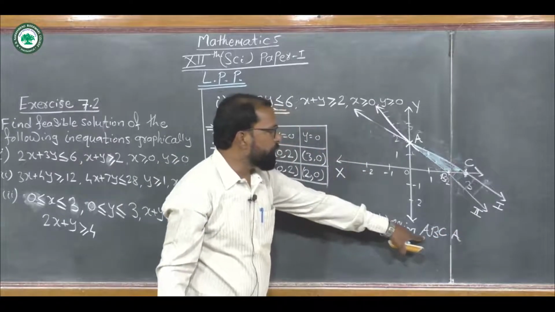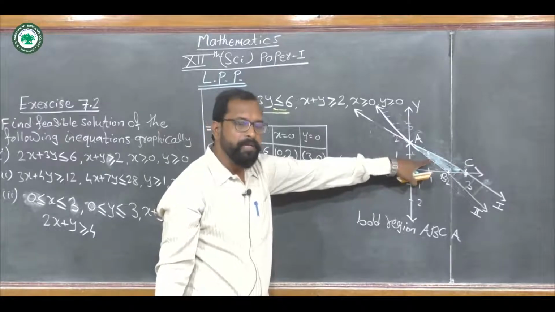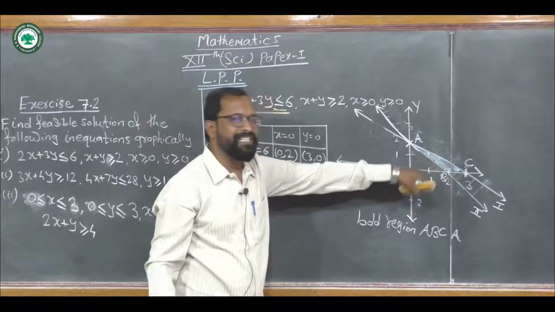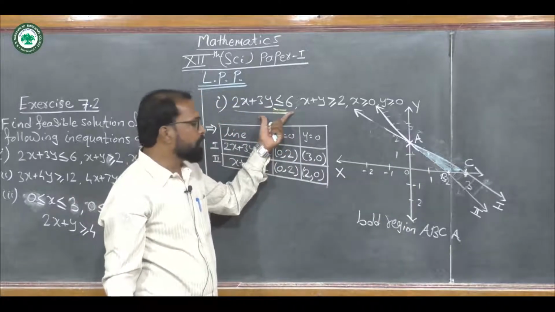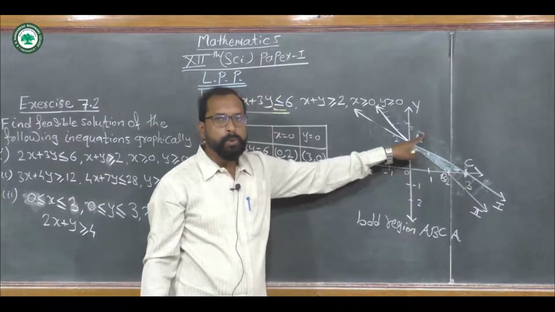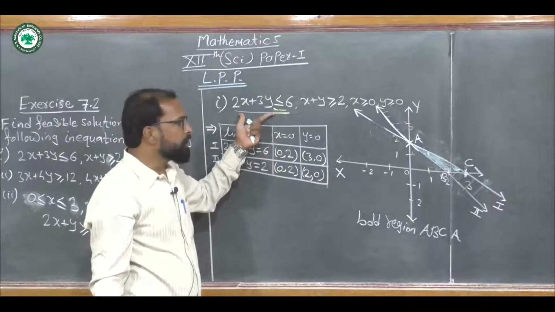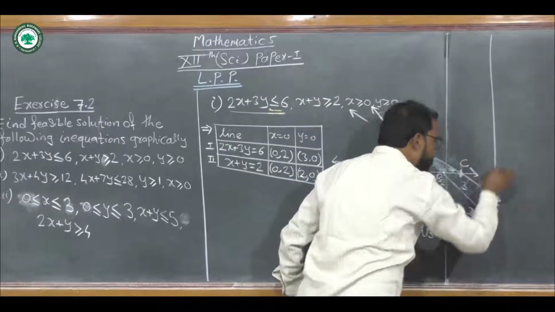This region which is shaded by the blue color is the feasible region. Feasible region means a region which satisfies all given inequalities. So the region A, B, C, A is the solution for these inequalities. Now we see the next problem.